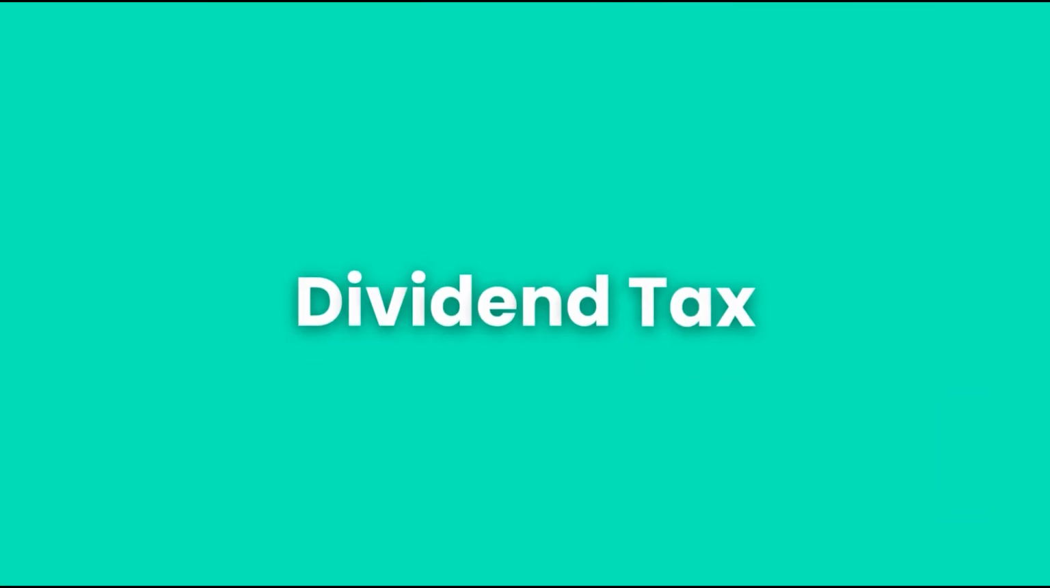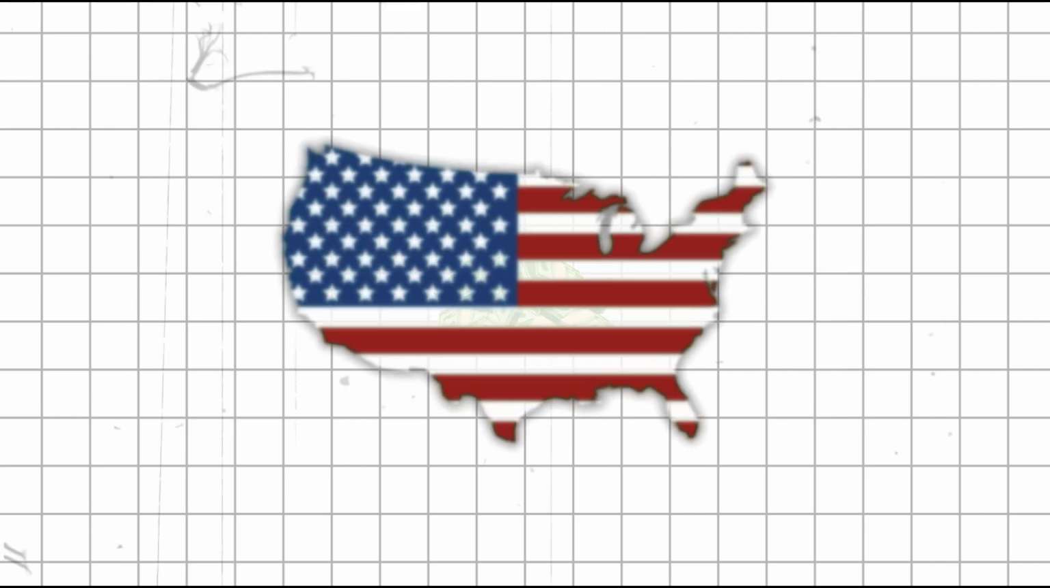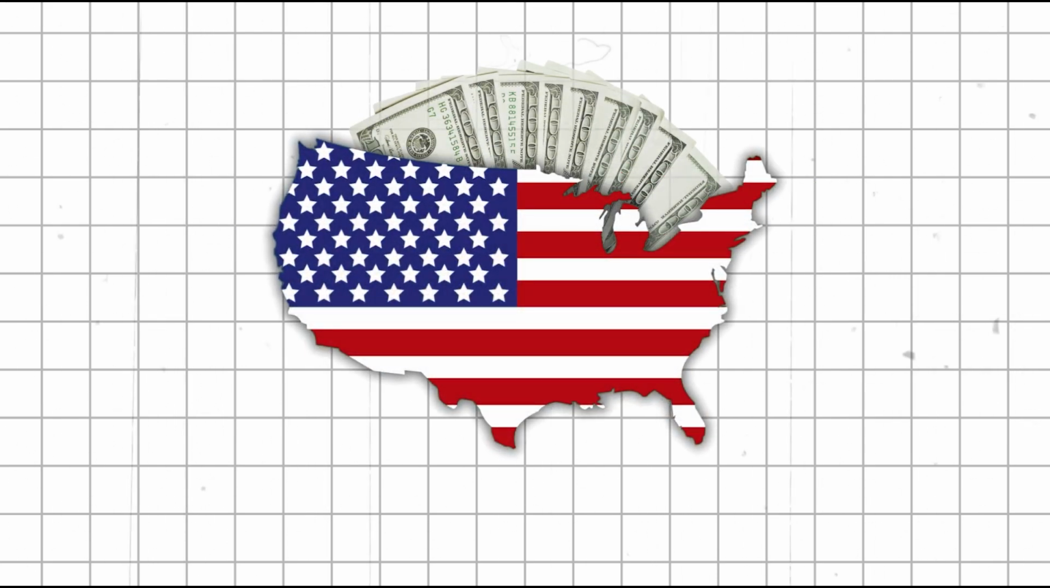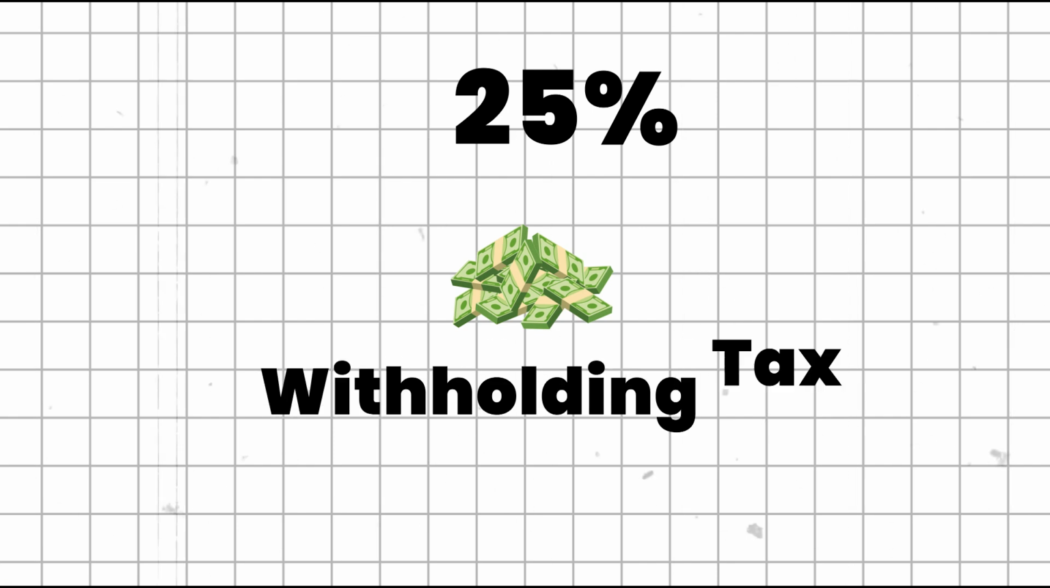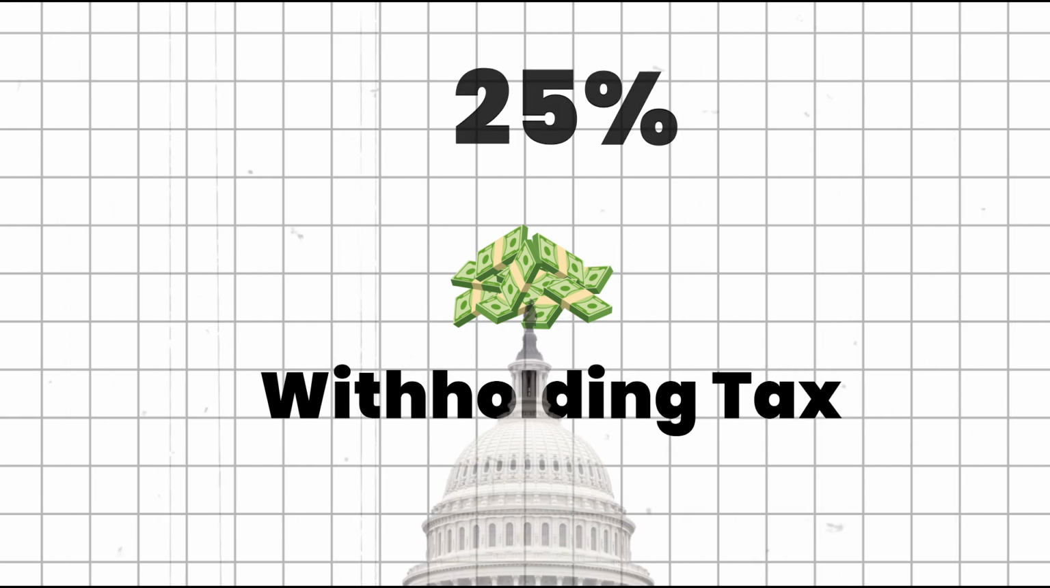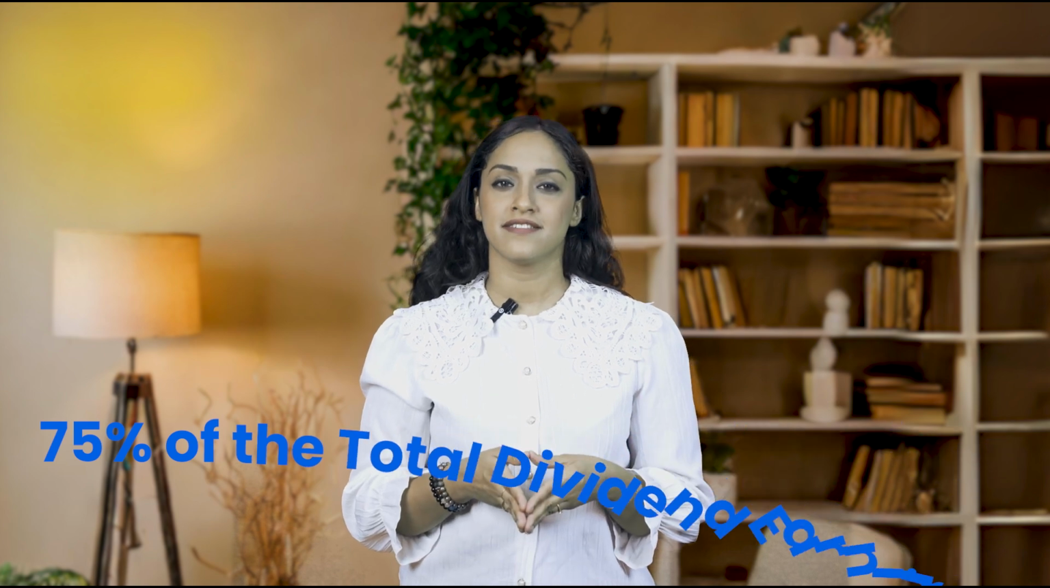Second is dividend tax. Now, when you invest in the US markets and get some returns in the form of dividends, you will have to pay 25% as withholding tax to the US government. And this is by default, which means your account gets credited with the after-tax dividend or 75% of the total dividend earnings. But the Indian government also levies dividend tax as per the income tax bracket.